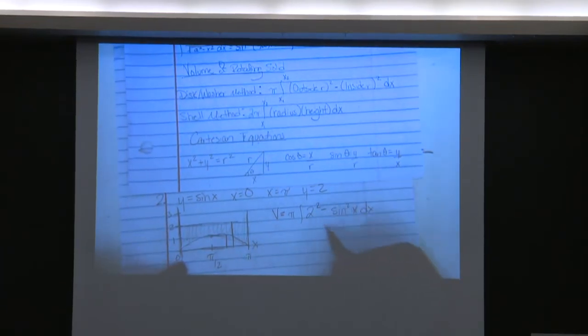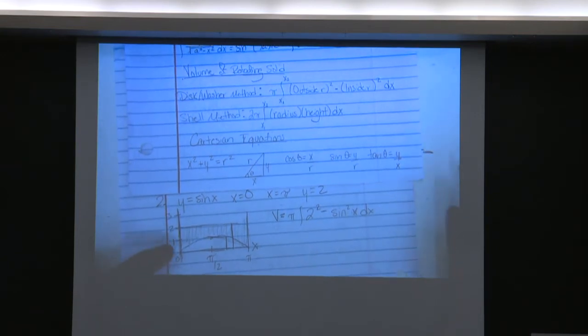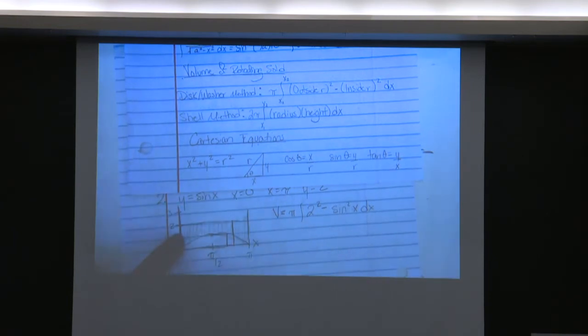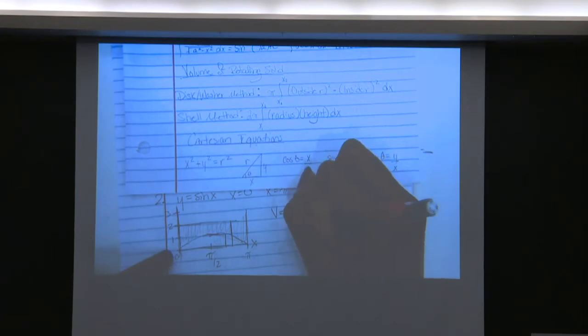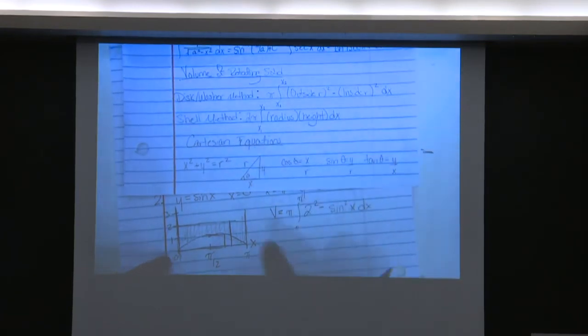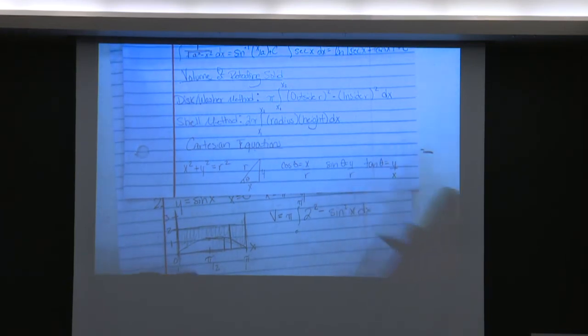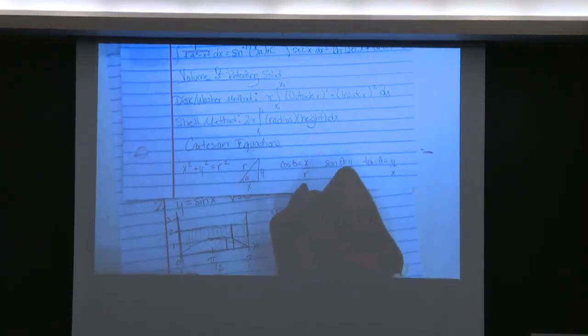Because I know my function is in terms of x, my bounds also have to be in terms of x. So it goes from 0 to pi, because that's the bounds of my graph. Clear? From 0 to pi, so from here to here, because it doesn't go past there. And then I just evaluate.